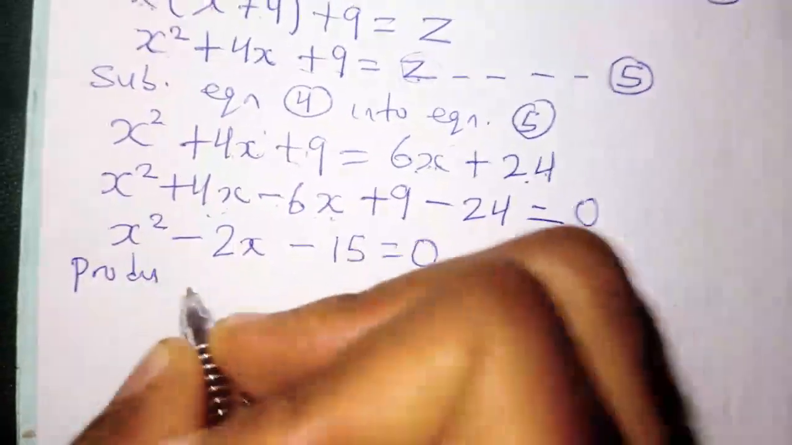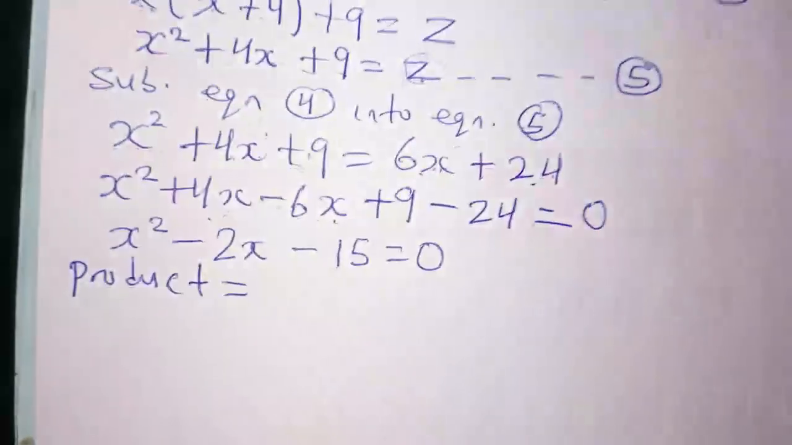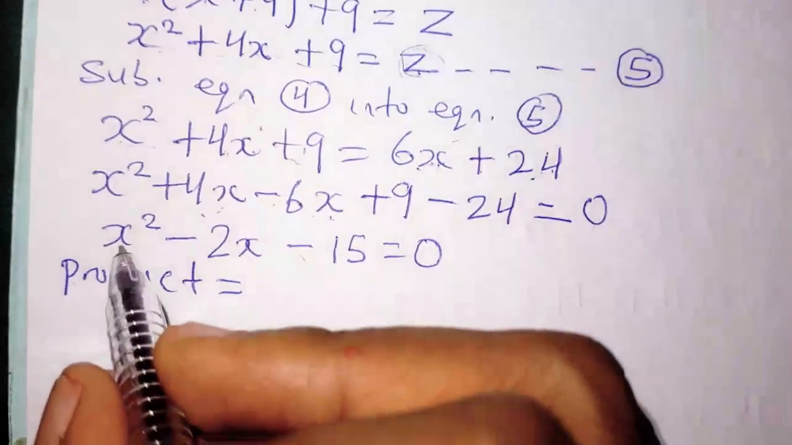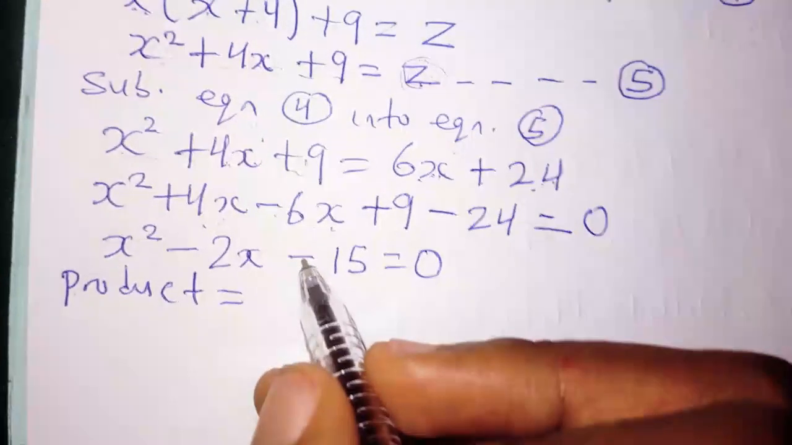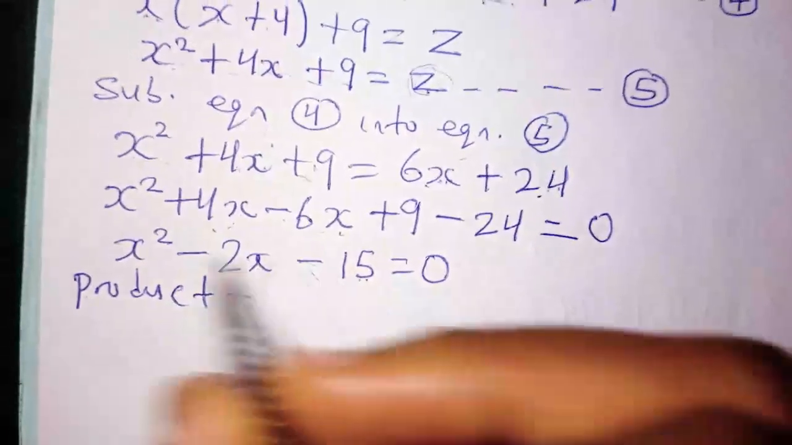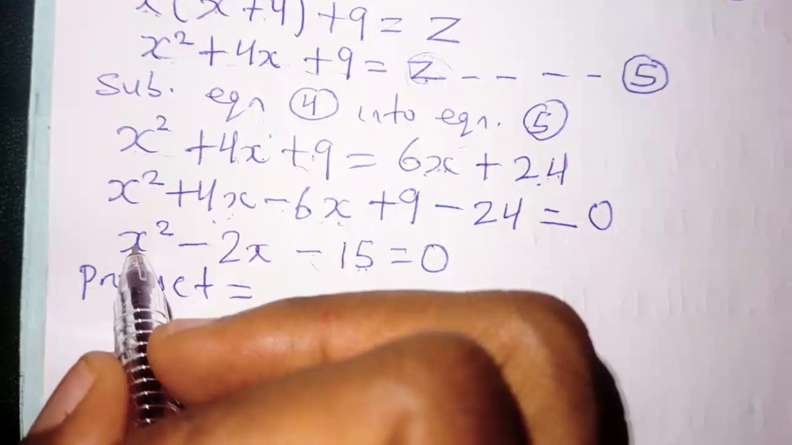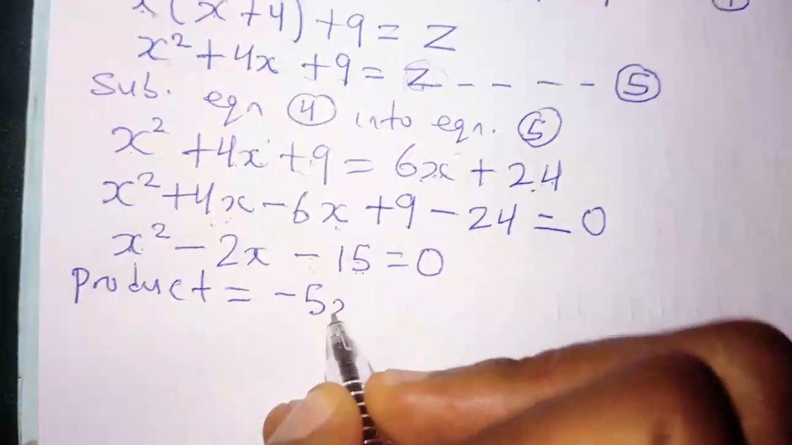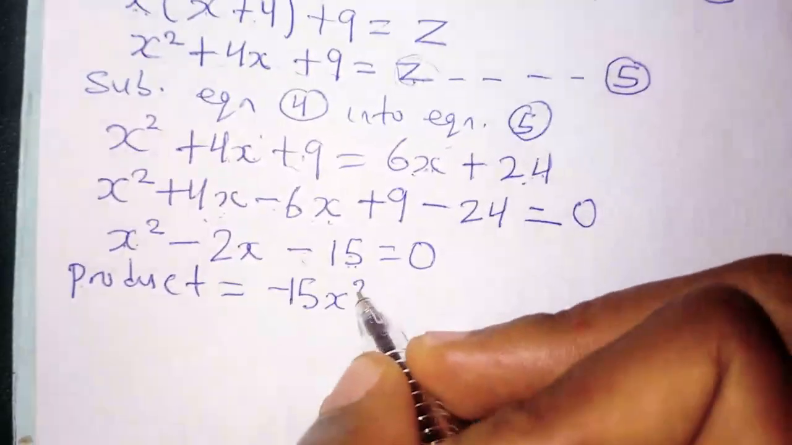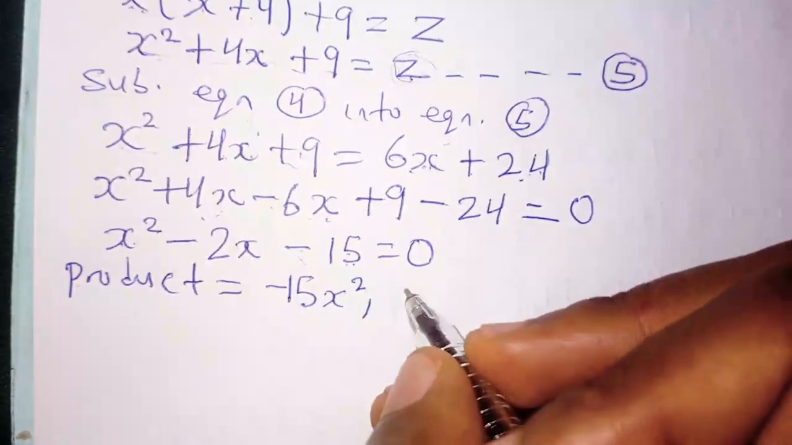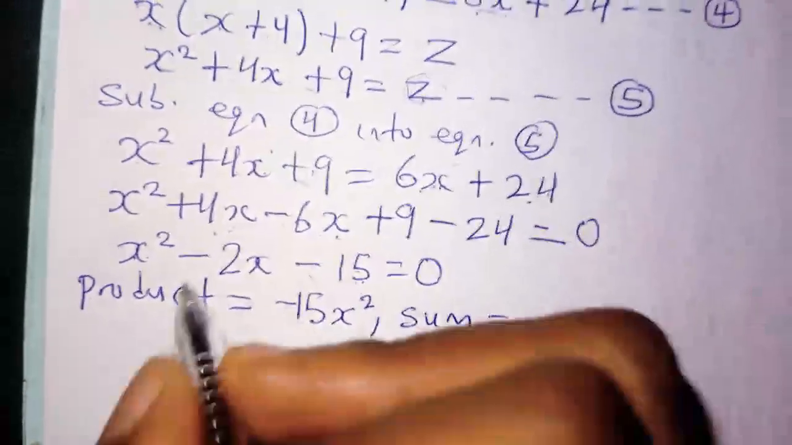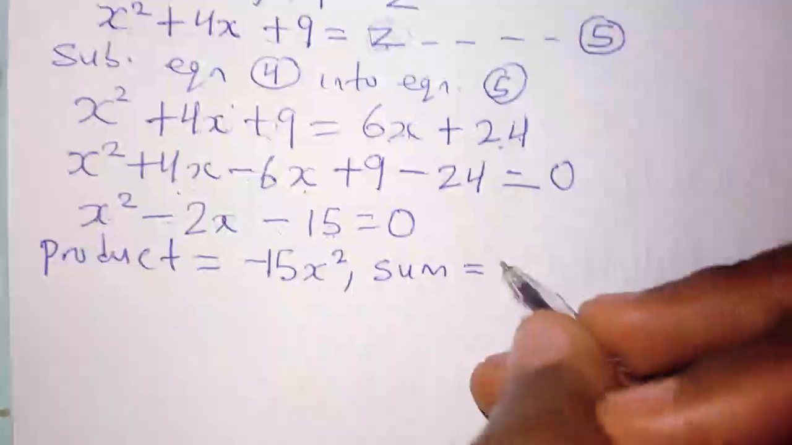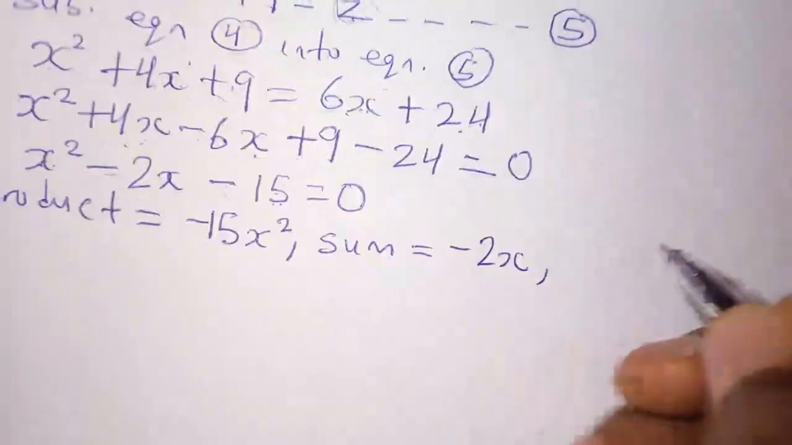Always find the product. Our product is always the last thing we have here, if you have written the expression in the correct order. The last number with its sign is multiplied by the first expression, that's x squared. So minus 15 times x squared gives you minus 15x squared. That is your product. Your sum is going to be the one left at the middle, minus 2x.